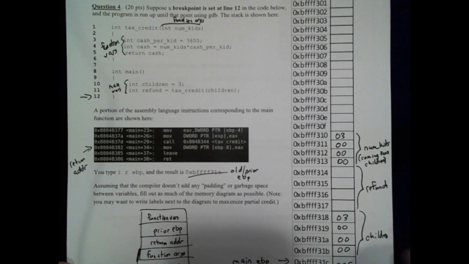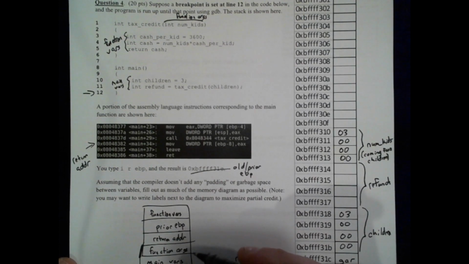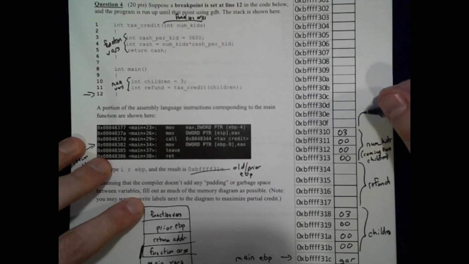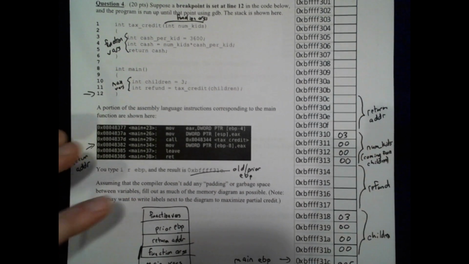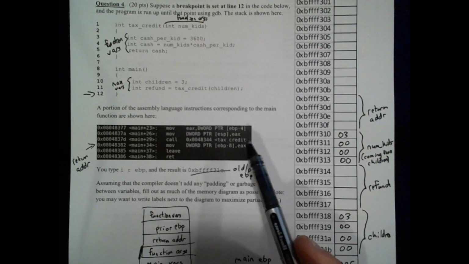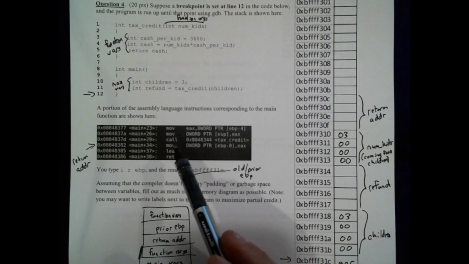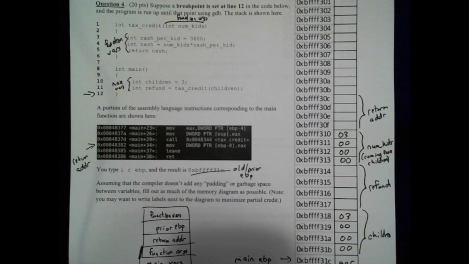Okay, moving upward, if we see from our diagram down here, we had main vars, that was children and refund. Then we have function args, which is num kids. Now we're going to have return address. So the next 4 bytes, because this is an address, we always have 4 bytes for an address on this system. That's going to be the return address. To find this, we look at the code. So we see where the call is to tax credit. That's what we're looking for when we're finding a return address: a call within the code. So we call tax credit, and then we want to return to the line that's the next line in the code.